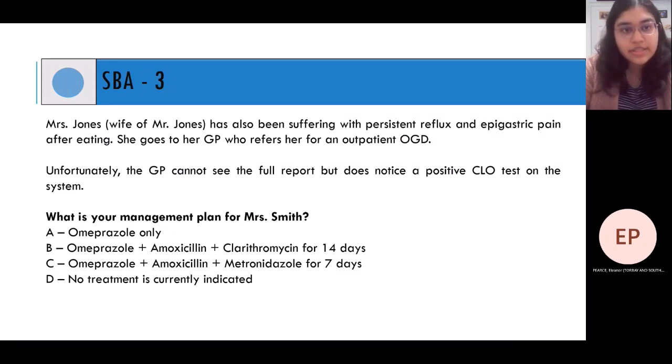So the third question is about Mr. Jones's wife. Mrs. Jones has also been suffering with persistent reflux and epigastric pain after eating. So she goes to her GP, who refers her for an outpatient endoscopy. Unfortunately, the full report hasn't come back, but they do notice that she's had a positive CLO test on the system. So with regards to what we've talked about with regards to CLO tests and H. pylori, what do you think the appropriate management plan would be for Mrs. Jones?